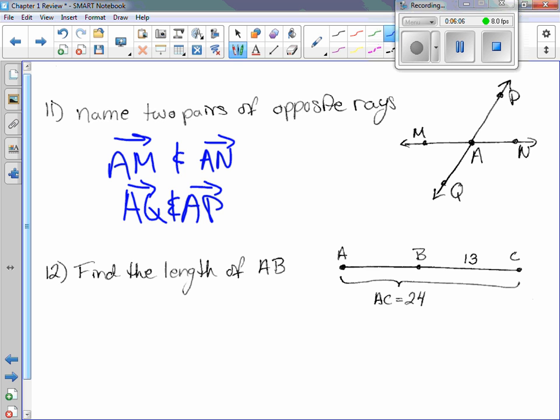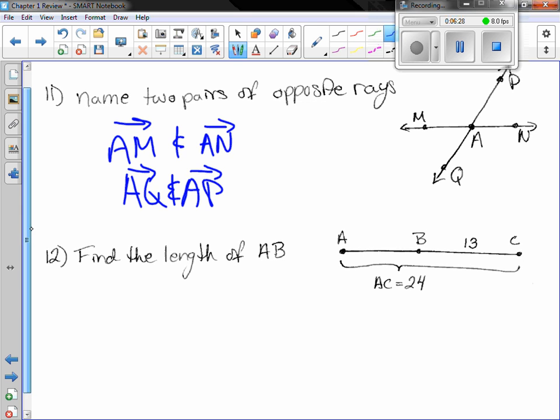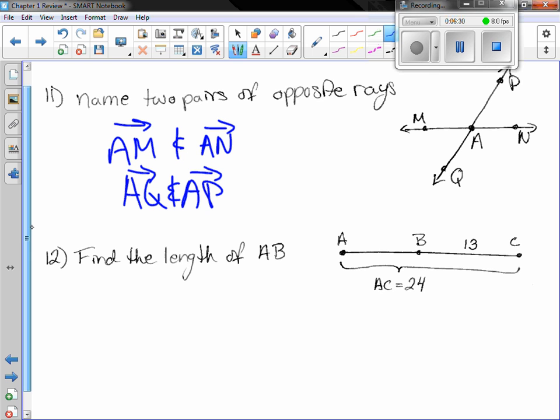Because if we tried MA, I would need a way to name it going the opposite direction, and I don't have a way to do that. So we have to use A on all of these because that's the center of all the rays going out. Questions on number 11? We good with number 11?